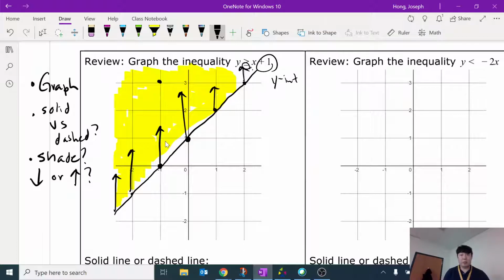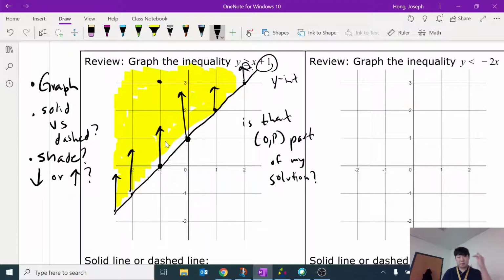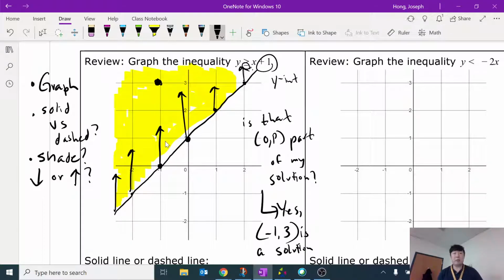So my question to you is, is that ordered pair part of my solution? The shaded area represents your solution. So this is yes. This is -1, 3, and it is a solution. It makes sense that this would be part of my solution, and the reason why is because it's in the shaded area. So lots of things to remember from previous lessons.